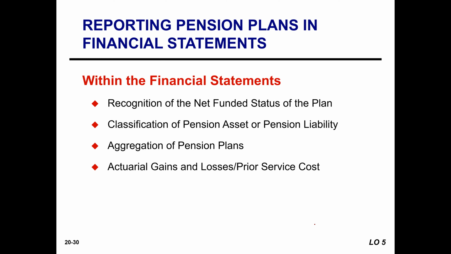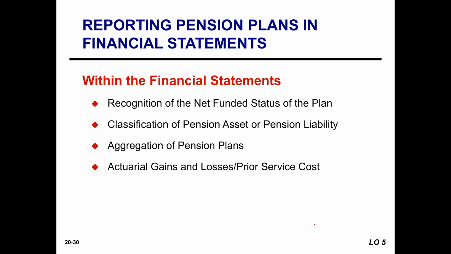Classification of pension asset or pension liability. Again, the excess of the fair value of the plan assets over the benefit obligation. Aggregation of pension plans. This one says that all overfunded plans should be combined and shown as a pension asset on the balance sheet. Similarly, if the company has two or more underfunded plans, the pension liabilities are combined and shown as one amount on the balance sheet.